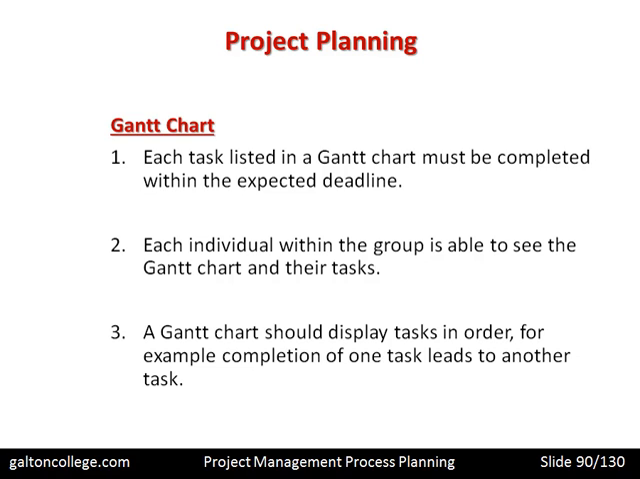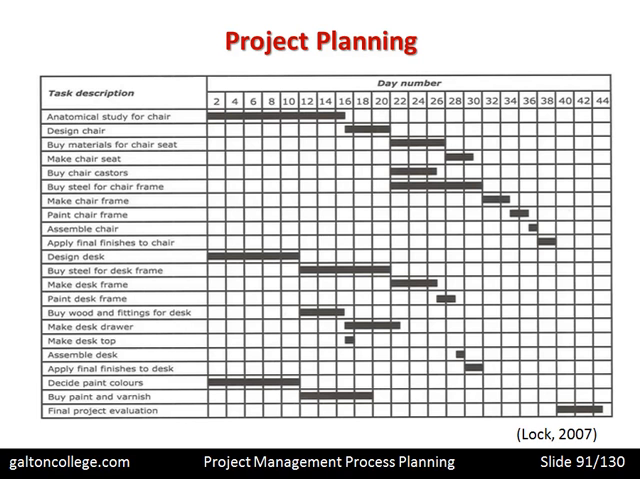If we look at one in practice, it may look something like that. This is taken from Lock 2007. So we have number of days across the top, and we have task descriptions on the vertical axis, on the vertical column on the left. So here we have an anatomical study for a chair. Someone's going to make a chair. They want to know what it is that chairs should have in terms of design, which is good for posture and good for us to use.